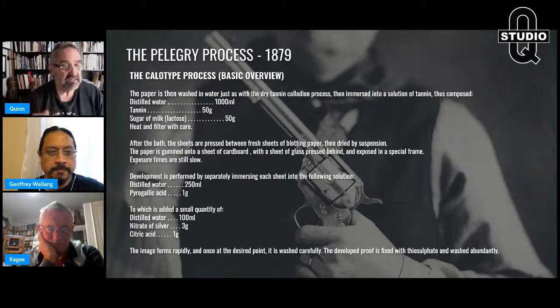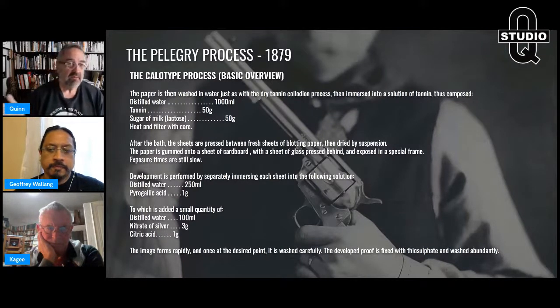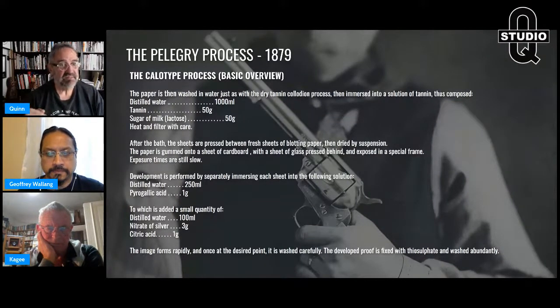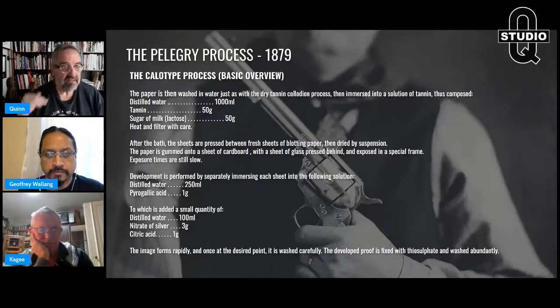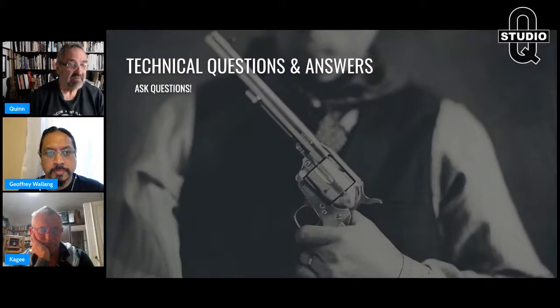If you're interested in trying the calotype process, start out with the Pelegry, or you could go to Green's book and try the Guillot Sanguez process like I did. That wasn't too bad either. But this Pelegry process seems to be a lot faster in development, a little better exposure time, et cetera, depending on what paper you use. But try that. If you're going to try the Pelegry process, I think that would be a good place to start. Pretty straightforward. I mean, there's nothing here that we haven't covered before.